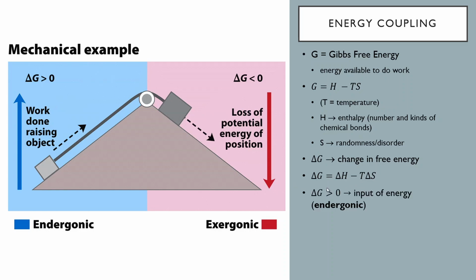And so if you have a system where the change in free energy is greater than zero, that means it's positive, that means that it requires an input of energy, we say that it is endergonic. So that's what the word endergonic means. An endergonic reaction or an endergonic system is one in which you have an increase, or an input of energy is required.